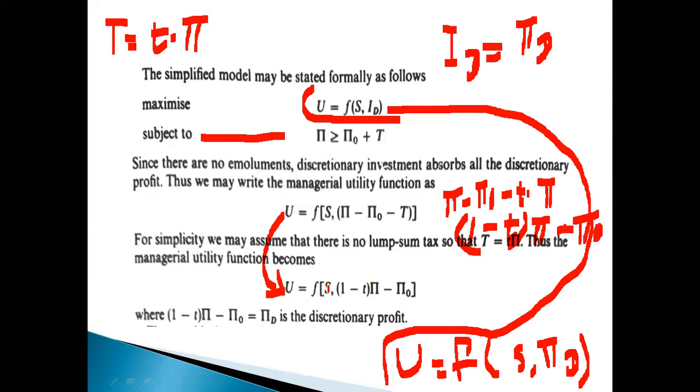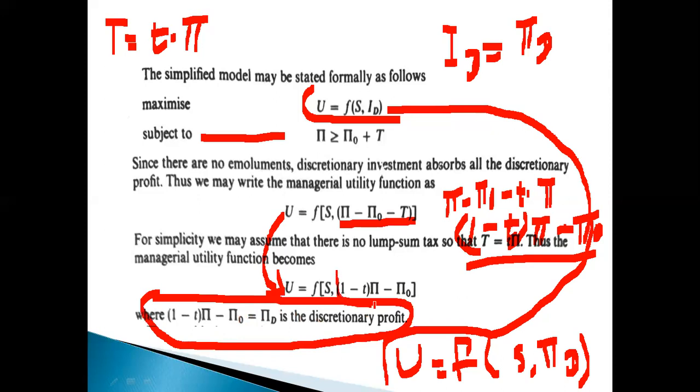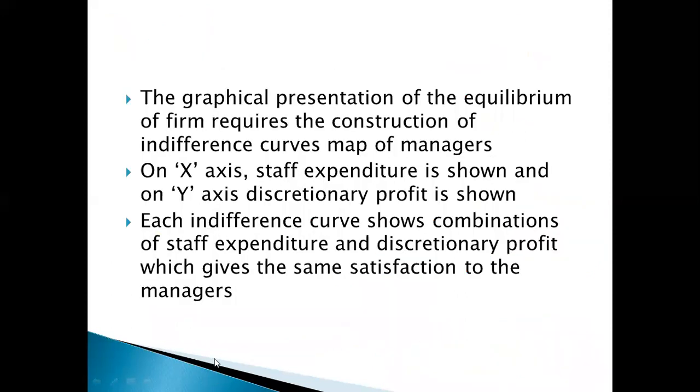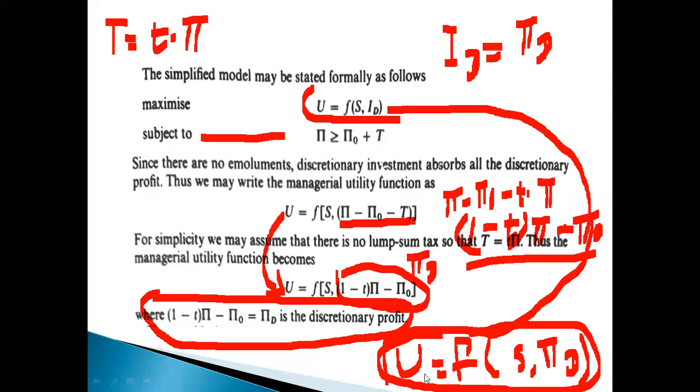So by doing this, we get the utility function: U is a function of staff expenditure S, and for this component, pi minus pi 0 minus t, we write (1 minus t) into pi minus pi 0. And this whole component is what is called discretionary profit. So substituting pi d for this component, we get utility as a function of staff expenditure and discretionary profit. So finally, the utility of managers is written as a function of staff expenditure and pi d. Here we have two important variables, staff expenditure and discretionary profit, determining the utility function of the managers.